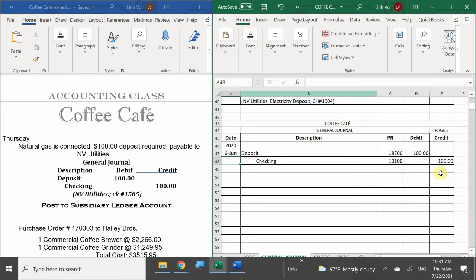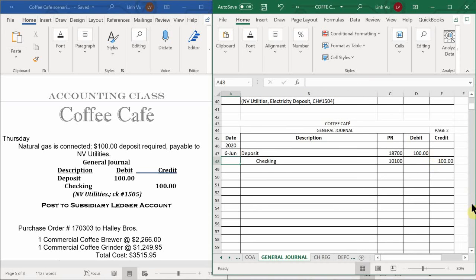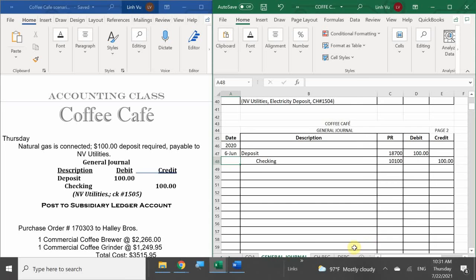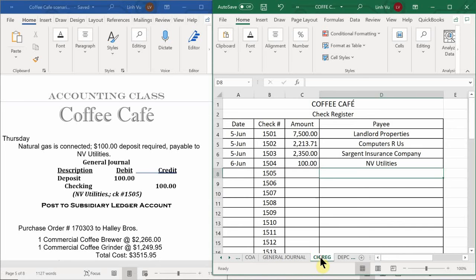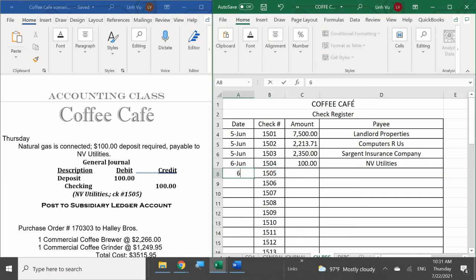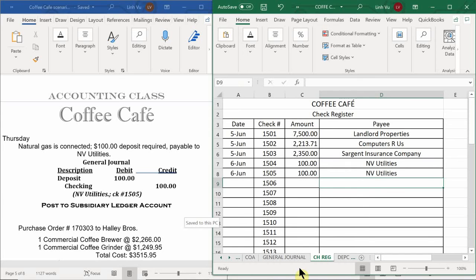And now we need to go ahead and write a check. So, back again to your check register. The same date here. And we're making our $100 deposit to the same place, NV Utilities, right? Now, in this case, if you have a notes section, then put that this one is a different one, because this one's for gas instead of electricity, okay?